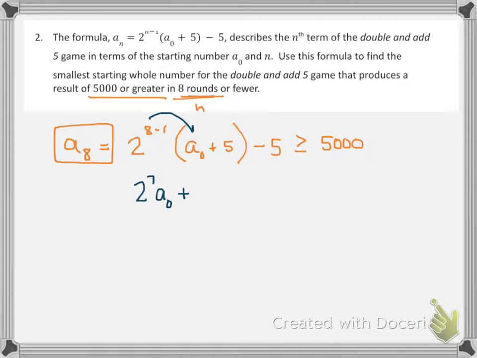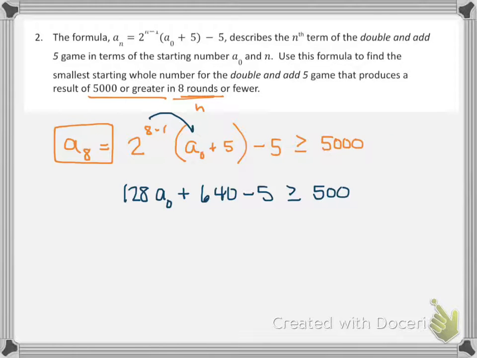Well, I guess let's find out what 2 to the 7th is. 2 raised to the 7th power is 128. So I'll fix this. Let me just change this. That's going to be 128 a sub 0. And then 128 times 5 is 640, so plus 640. And then minus 5 is greater than or equal to 5,000.